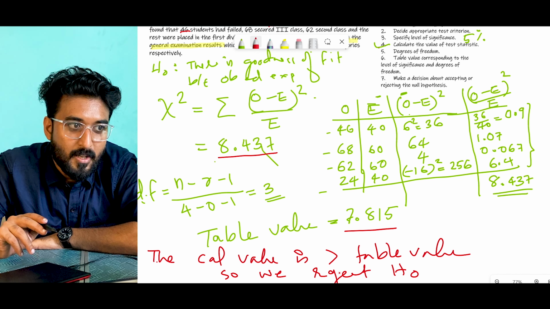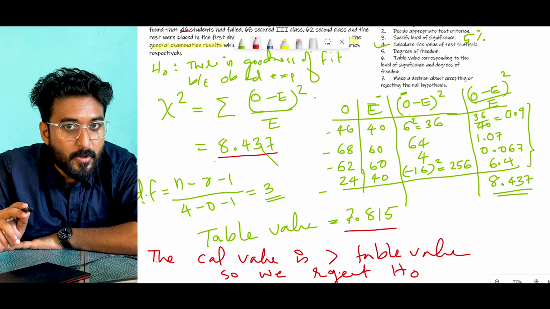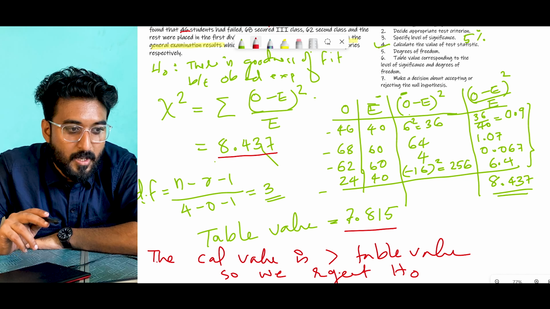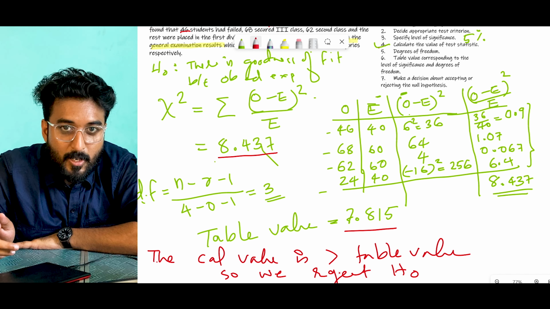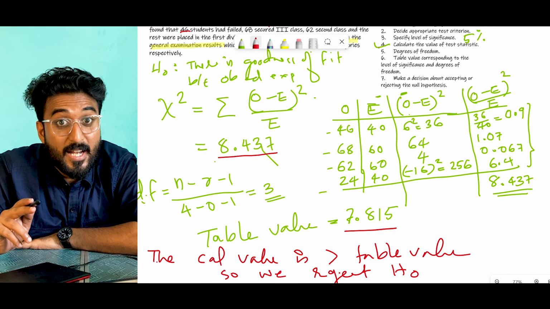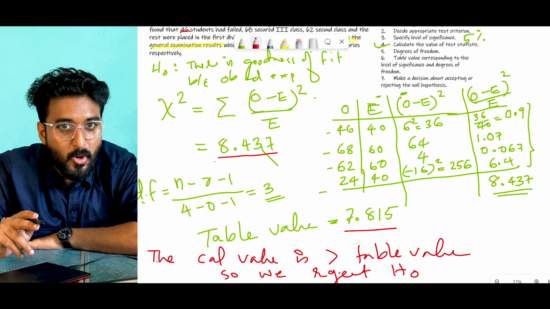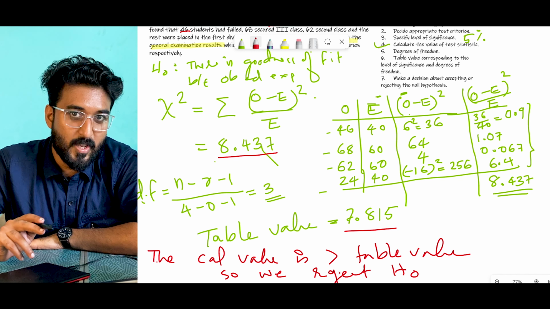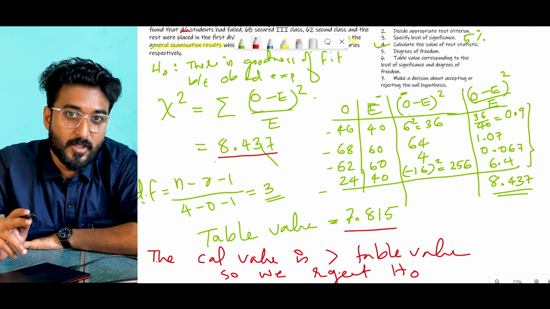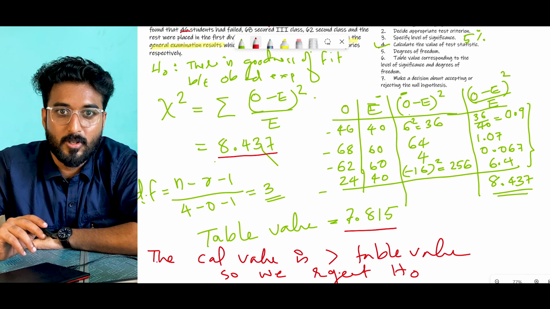For this question, they are asking, are these figures commensurate with the general examination result? So here, what we get, the table value is less than the calculated value, or calculated value is greater than the table value. So we must reject the null hypothesis. So what is our answer? Here, these figures, that is the observed figures, are not commensurate with the general examination result. So this is a thing. Okay, I think you got the answer.